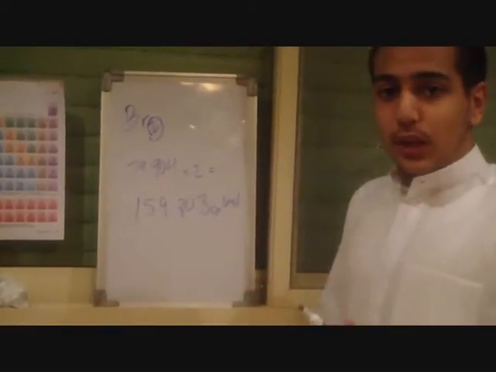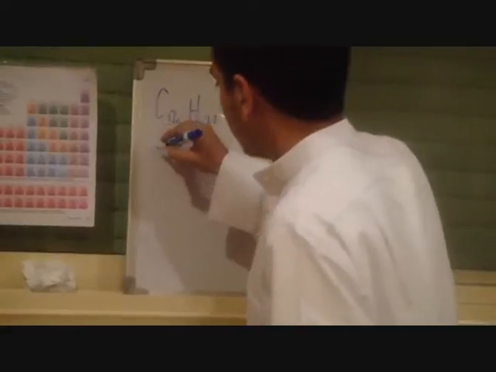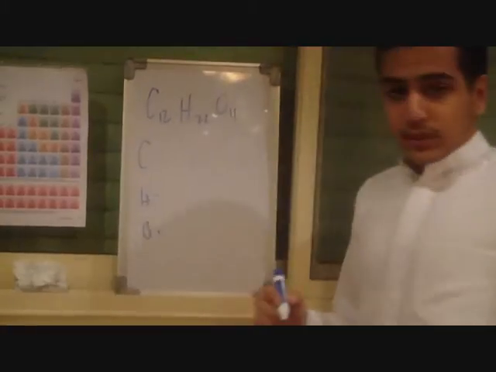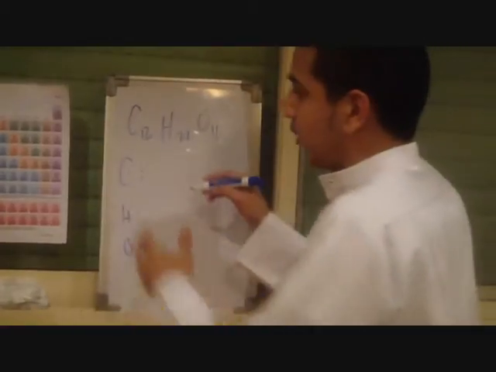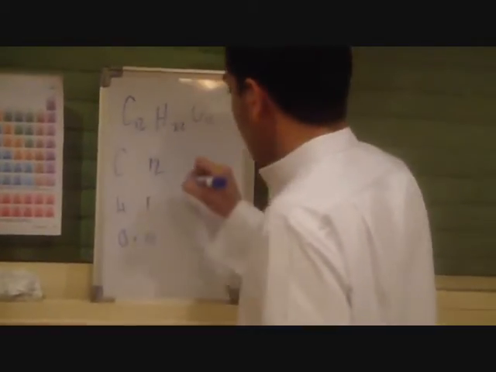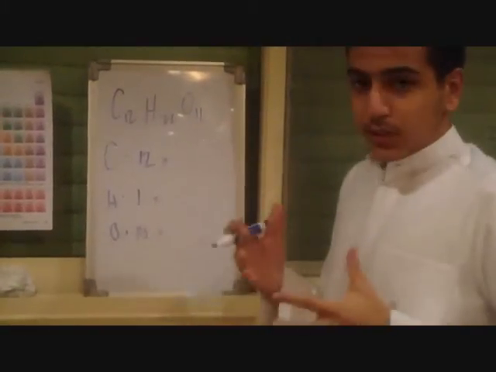Now let's show you how to calculate the molar mass of a compound. The following question is C12H22O11. First, you have to plan your work by lining them up: carbon, hydrogen, and oxygen. First step, find the molar mass of each element. The molar mass of carbon is 12, hydrogen is 1, and oxygen is 16. Then you have to multiply by the subscript of each element.